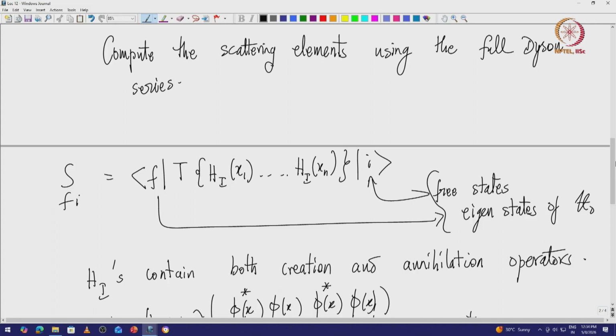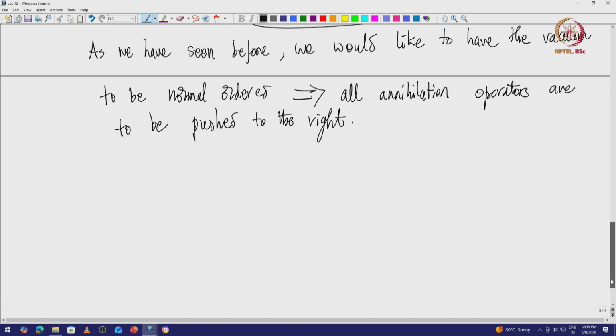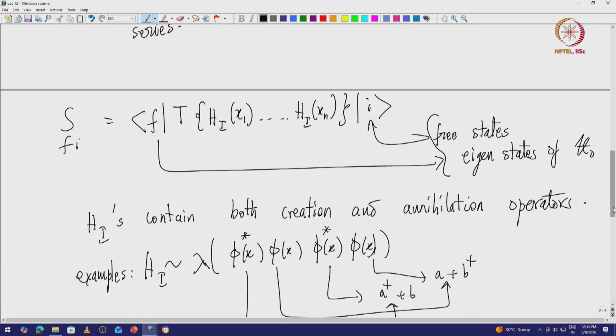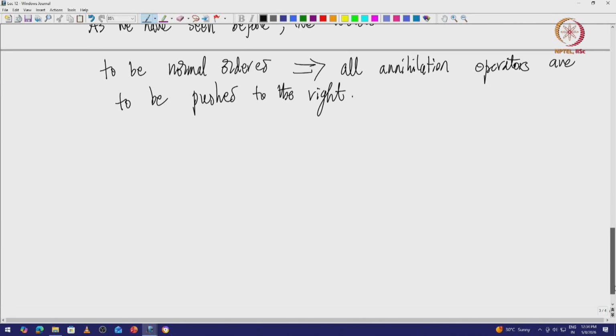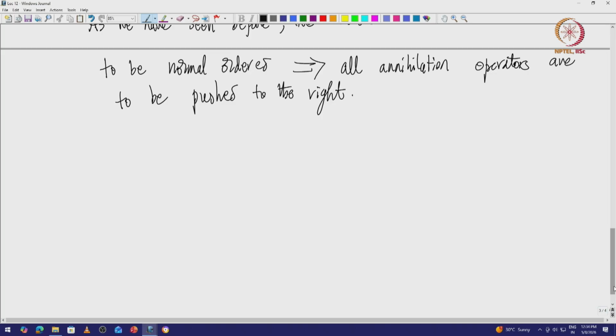So how do we go from time ordering to normal ordering? What is the relation between time ordering and normal ordering? This is really given by a wonderful theorem called Wick's theorem. Before going there, essentially let's try to recover something called the propagator.